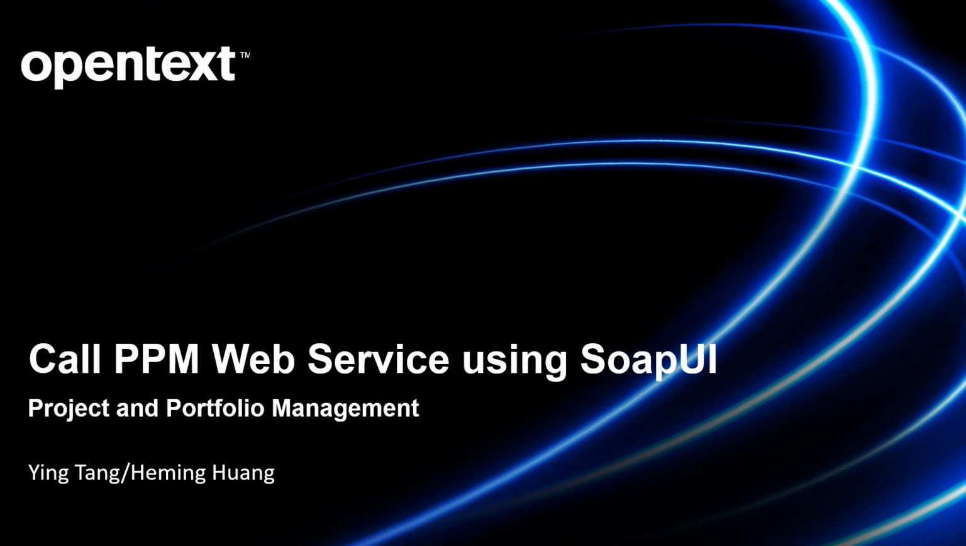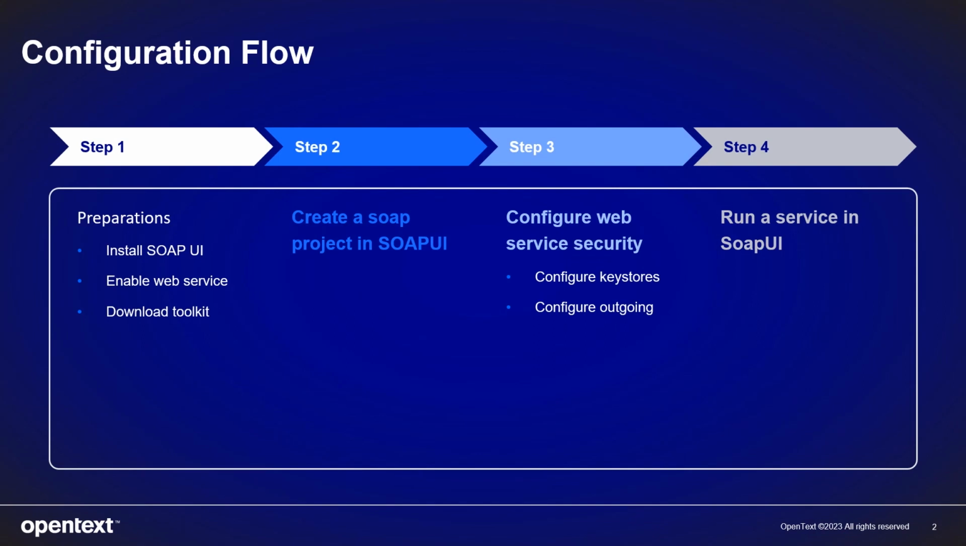In today's video, we're going to introduce how you can call PPM web service using SoapUI. For preparation, we need to install SoapUI, enable web service in PPM server, and download the web service toolkit for PPM. Then we will create a SoapUI project and configure web service security, which includes Keystore and outgoing web service security configuration. Once the security configuration is completed, we can use the project to call a PPM web service.